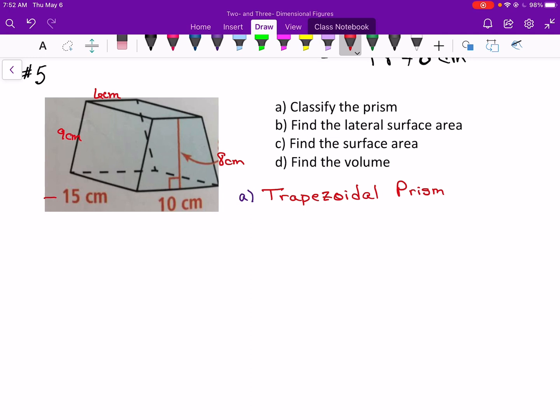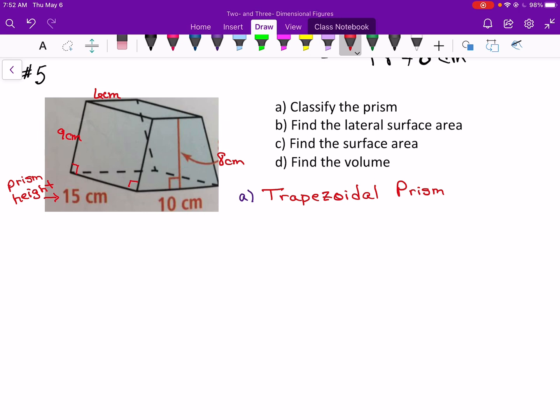So this 15 is the height of the prism, because it's the length that's going between the two trapezoids. And it does meet them at right angles, by the way. This is a right prism.